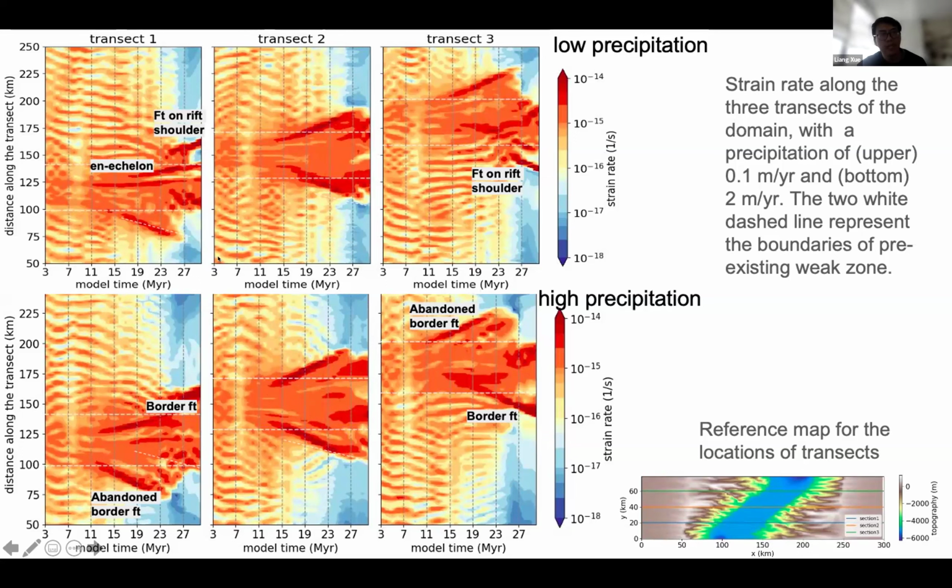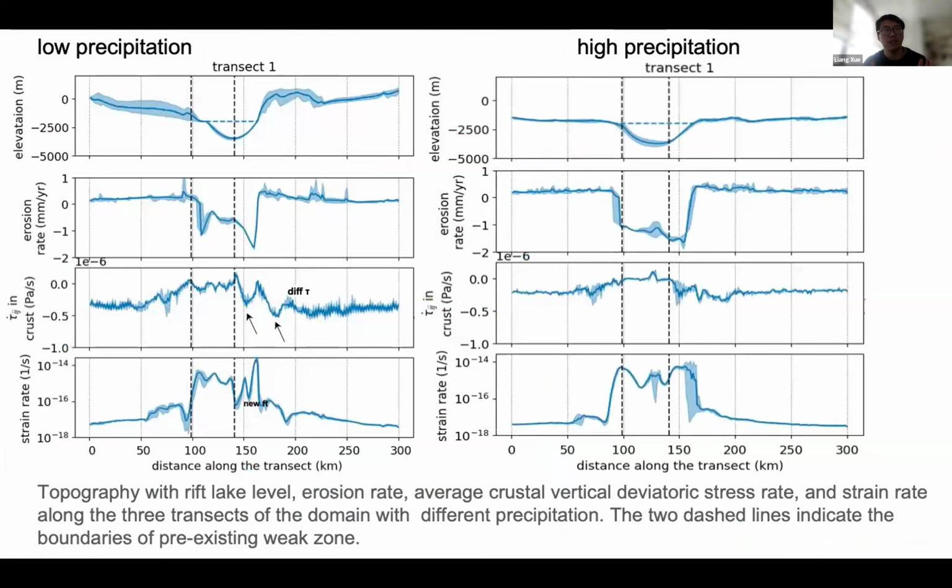But in the low precipitation scenarios, strain manifests as the en echelon structure. This alternating of high values of the strain rate is an expression of the en echelon structure, and several of the en echelon structures will survive to the last stage of the rift evolution, forming the fault we see at the last stage that is perpendicular to the extensional direction. So this difference, and also the interaction between erosion, sedimentation, and strain localization, can be explained using this diagram.